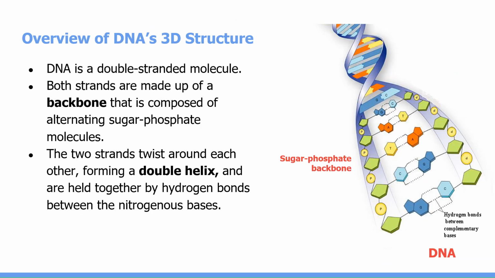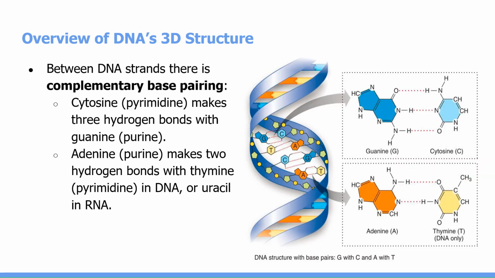So, reviewing DNA's 3D structure. First, DNA is a double-stranded molecule. Both strands are made up of a backbone that's composed of alternating sugar phosphate molecules. The two strands twist around each other, forming a double helix, and hydrogen bonds are holding the nitrogenous bases together. There's complementary base pairing between the DNA strands. G and C will always be paired together, forming three hydrogen bonds, whereas adenine and thymine, only in DNA, would form two hydrogen bonds.